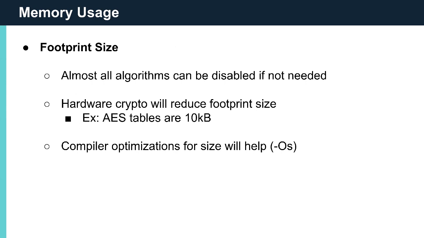If you're trying to optimize for footprint size, almost all of our algorithms can be disabled. So if you don't need a certain algorithm, you can disable it, and it'll take that out of the final library size. If you can use hardware crypto, that's going to help reduce your footprint size. One of the larger ones there is AES. It has a set of tables that use around 10 kilobytes. So if you have our hardware crypto enabled, that will compile out the 10K there, and that'll be done in your hardware instead. You can also help reduce the size by using any optimizations that your compiler has available for size.